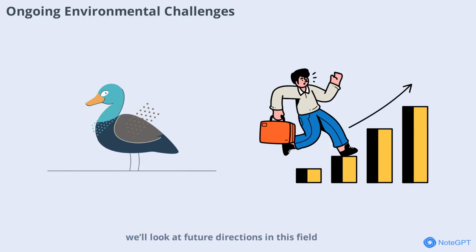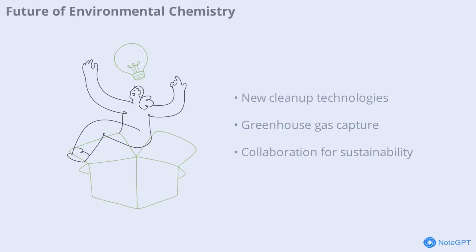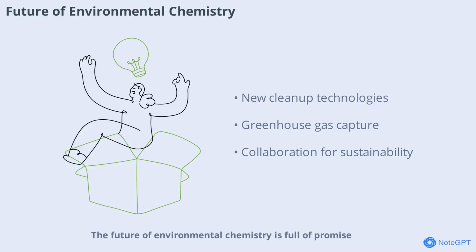Next, we'll look at future directions in this field. The future of environmental chemistry is full of promise. Scientists are developing new materials and technologies to clean up pollution, capture greenhouse gases, and create sustainable products. Advances in monitoring and data analysis help us better understand environmental changes. Collaboration between chemists, engineers, policymakers, and the public is key to building a sustainable future.